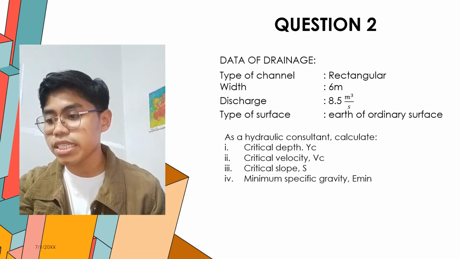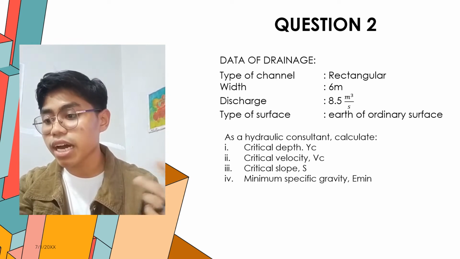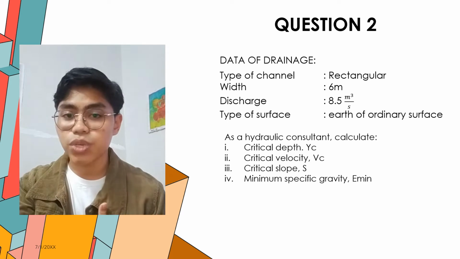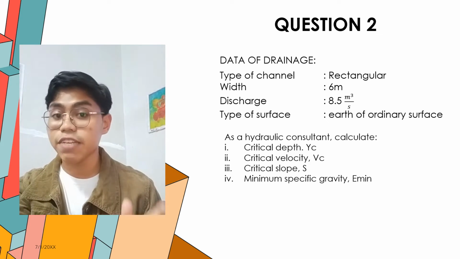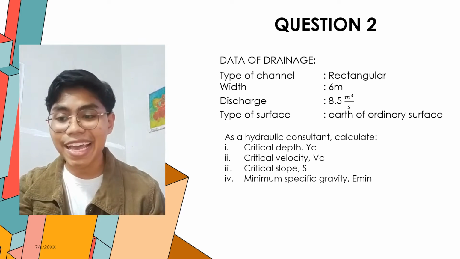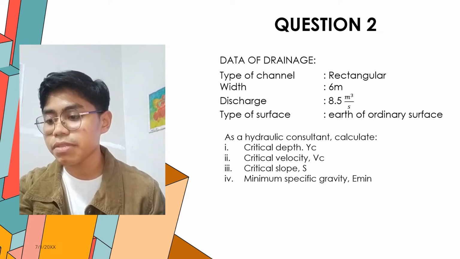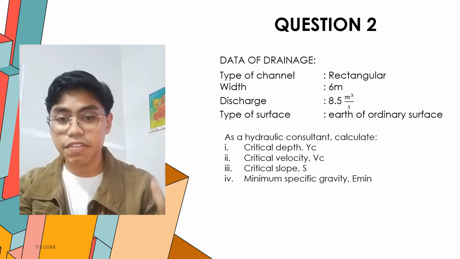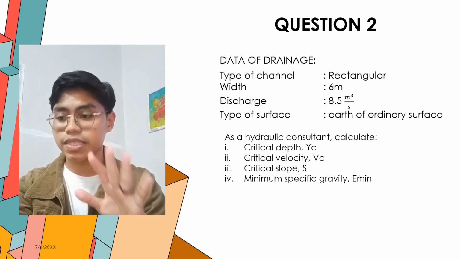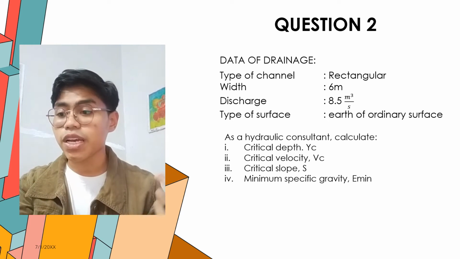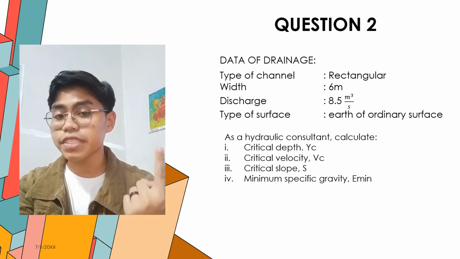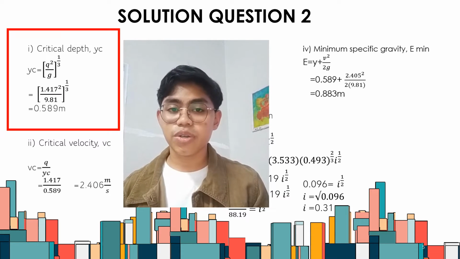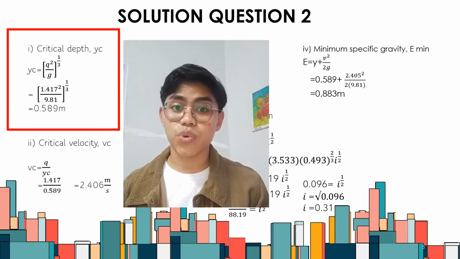Okay, then question 2, as the hydraulic consultant, calculate first critical depth, which is YC, critical velocity VC, critical slope S, and the last one is minimum specific energy E min. So with the data given, we have to put it aside and discuss how we can get the first solution for the critical depth.